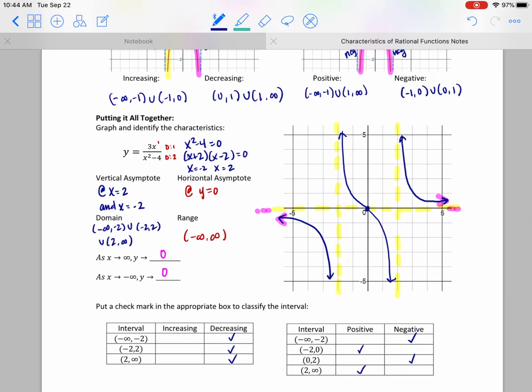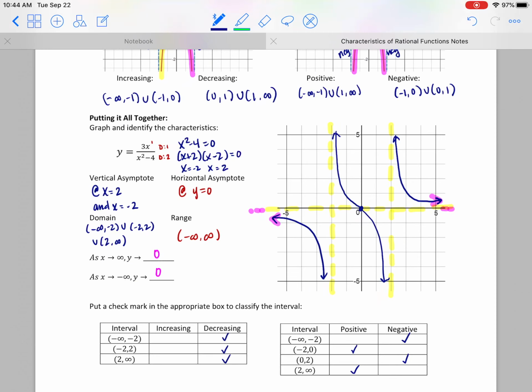Okay, hopefully all of this makes some sense. Hopefully it's good review for us. I think the only tricky part there was that horizontal asymptote that got crossed on this last problem. But otherwise, again, just review.